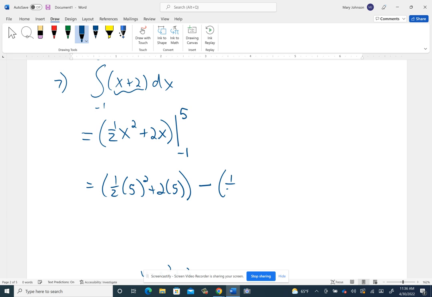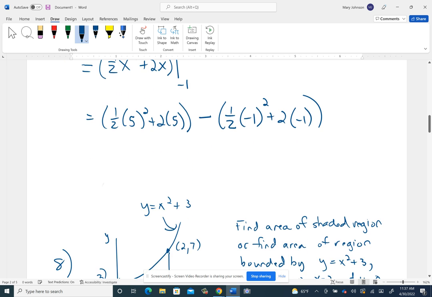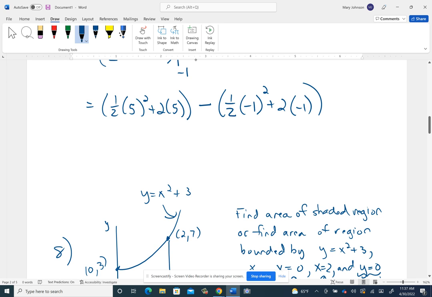minus what you get when you plug in the bottom number. Hardest thing about it is all the signs. People make a lot of mistakes with this. Okay, so that would be 25 over 2 plus 10 minus parenthesis. In here, this right here would be +1. -1 times itself would be +1 times 1/2. But 2 times -1 would be -2.